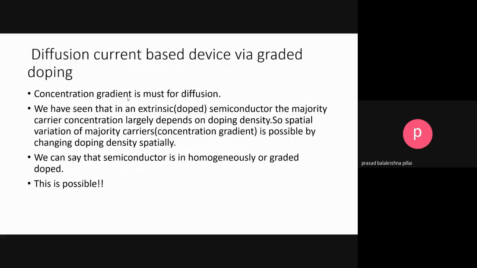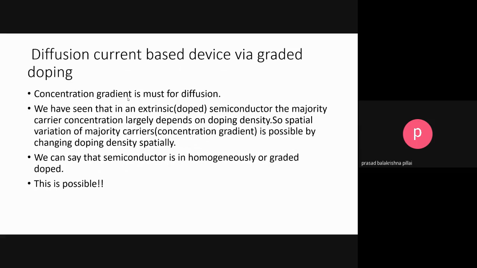Now let us see how to achieve that. All of us agree that concentration gradient of charges is a must for diffusion. Now, how to get this concentration gradient of charges? There are two things we need to understand. One is that majority carrier concentration can be controlled by doping. The second, most important thing for us, is the spatial variation of majority carriers.